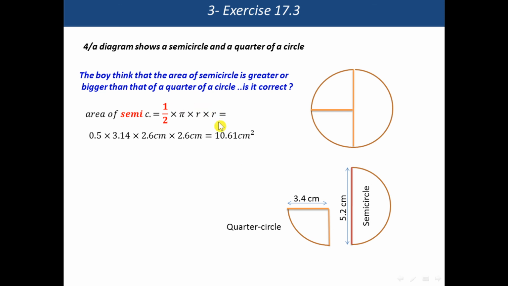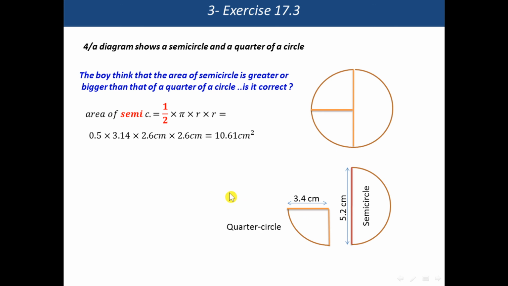The formula to find the area of a circle is pi r squared. But why did I change the formula here and multiply by 1/2? Because I'm not finding the area of a complete circle, I'm finding the area of a half circle. So that's why I divided by 2. So this is the area now, 10.61 for the semicircle. How much is the area for a complete circle? You multiply 10.61 by 2. Okay?